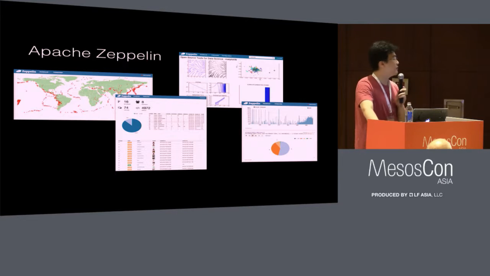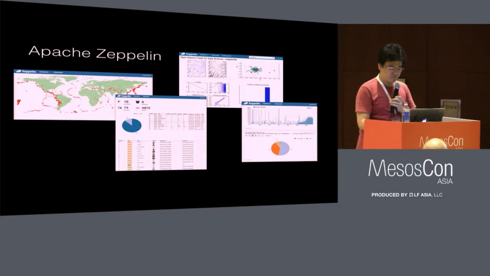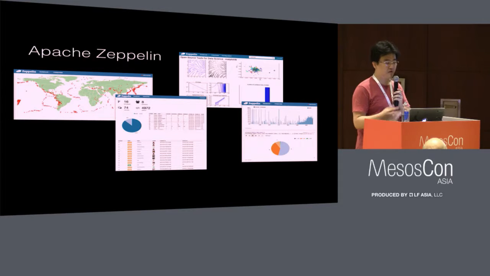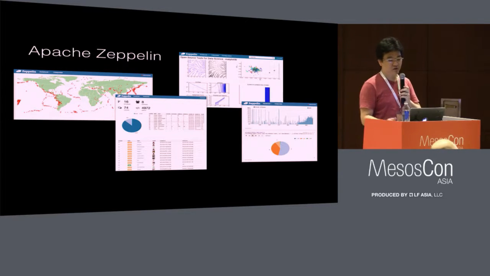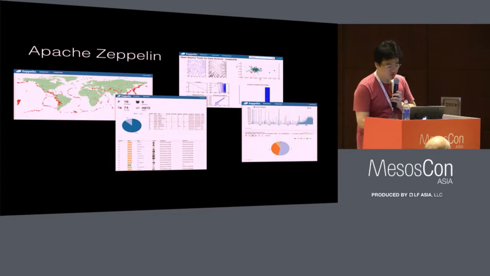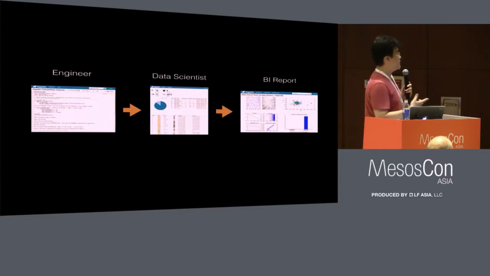Apache Zeppelin is a web-based notebook. Zeppelin supports executing your scripts, such as Spark scripts or Python scripts, and SQL queries, and then showing the results as tables, graphs, charts, and map visualizations as well. If your team works with Zeppelin, this is what you can do in your team.